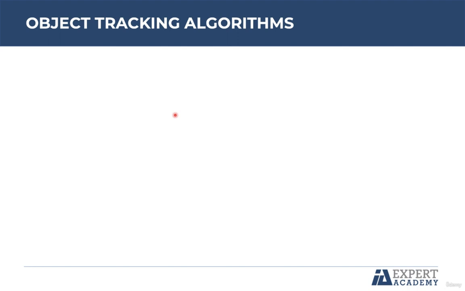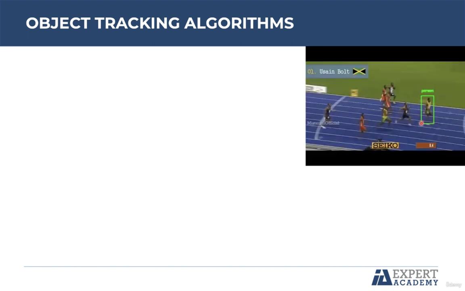Hello and welcome to this lecture where you are going to learn the basic intuition about tracking algorithms. First, you will understand the intuition and then we will implement them step by step using Python and OpenCV library. We have this image here where the goal is to select the runner and track him to the end of the track.